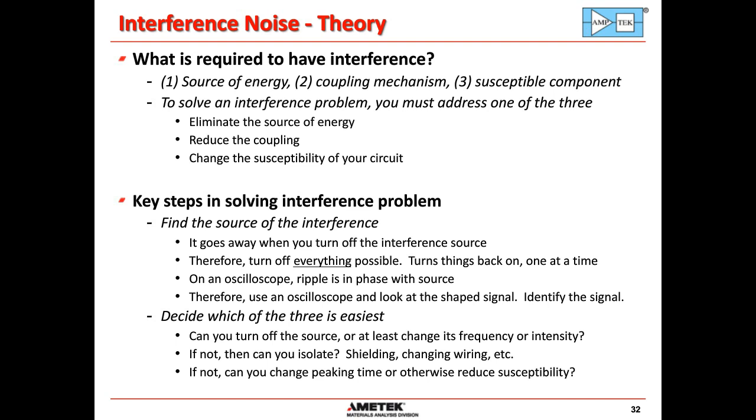And once you've found the source, then you have to decide which of the three paths is easiest: to turn off the source of radiation, to reduce the coupling, or to change somehow the susceptibility of the circuit.